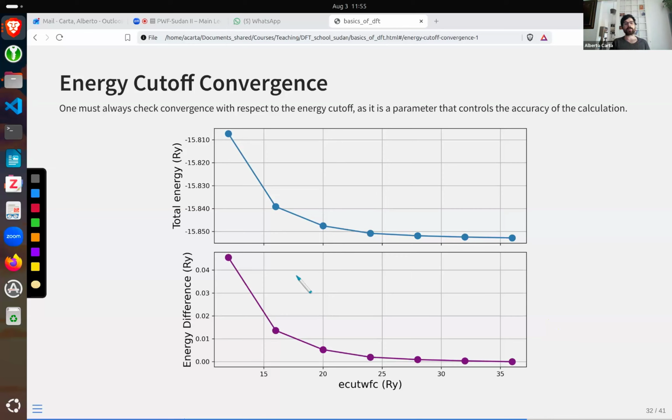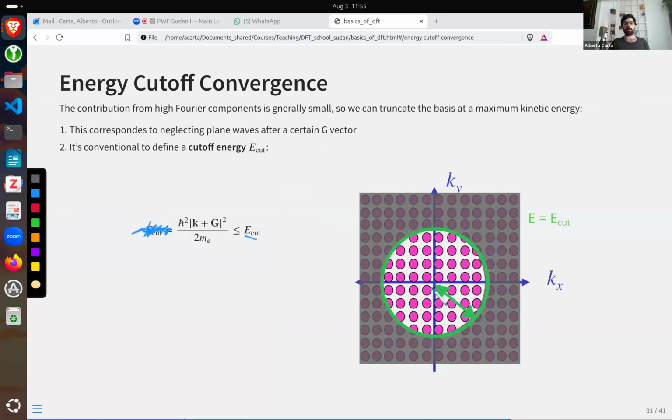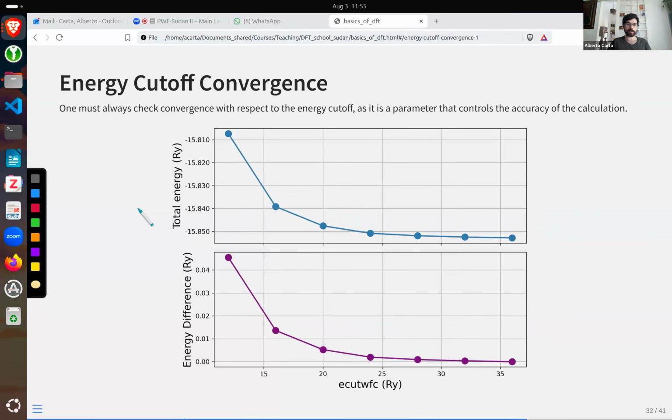calculation the most. So you need to have this circle big enough for the computed observables that you want to describe for the system, in order for them not to change anymore. For instance, if you look at the total energy of the system, as you increase the energy cutoff, this will saturate at some point. It will slowly go down and down until it stops changing.